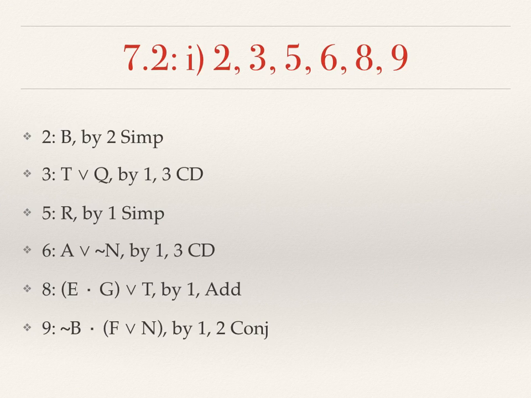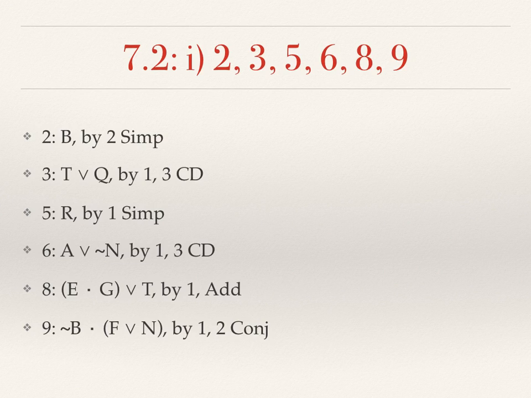And so we do have not R or P in the first step, and then we have in the third step not R implies A and P implies not N. So through constructive dilemma we get A or not N by steps 1 and 3.